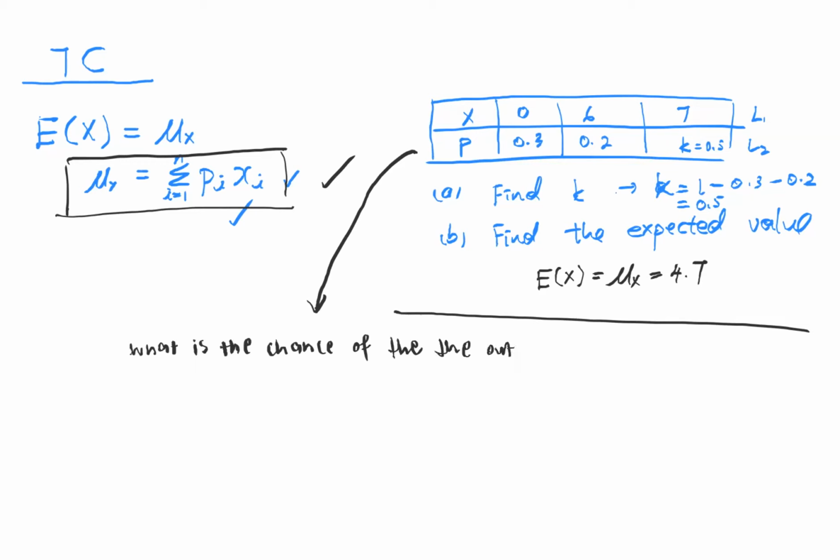Outcome to get 7. Okay. So what you can do is you give the mean first. You give the table, you put one of the variables as an unknown.